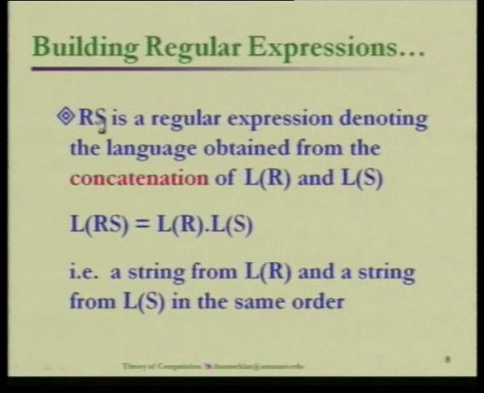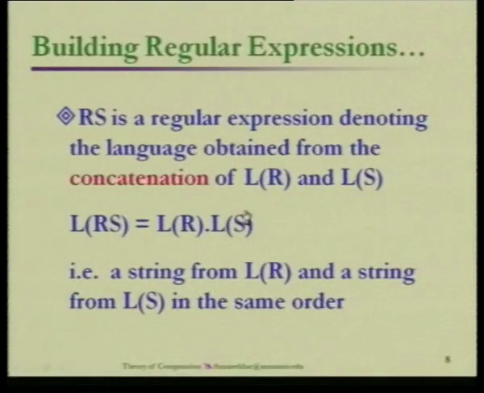Generally that dot will be removed from the regular expression. So, by default, if you write two regular expressions continuously, it is a concatenation. The meaning is that this regular expression recognizes a new language, formed by concatenating a string from L of R, that is a string from the first regular expression's language, and a string from L of S, a string from the second regular expression's language. You concatenate those two strings in the same order. So what we get is the set of all strings formed by the concatenation of L of R and L of S.